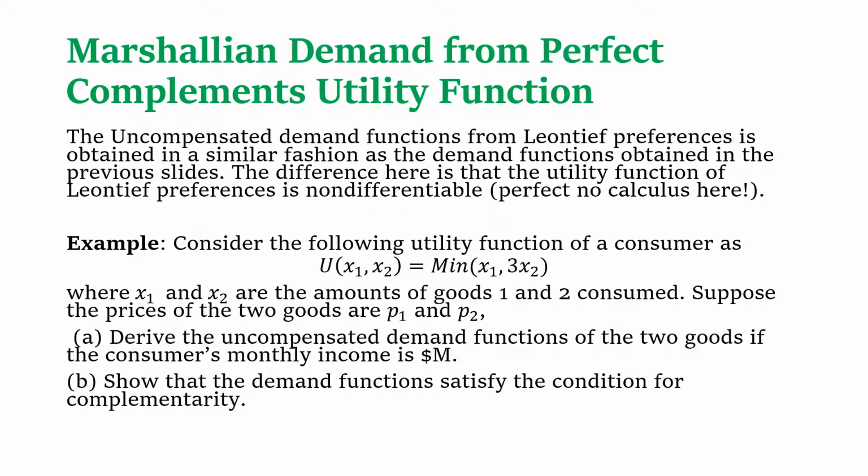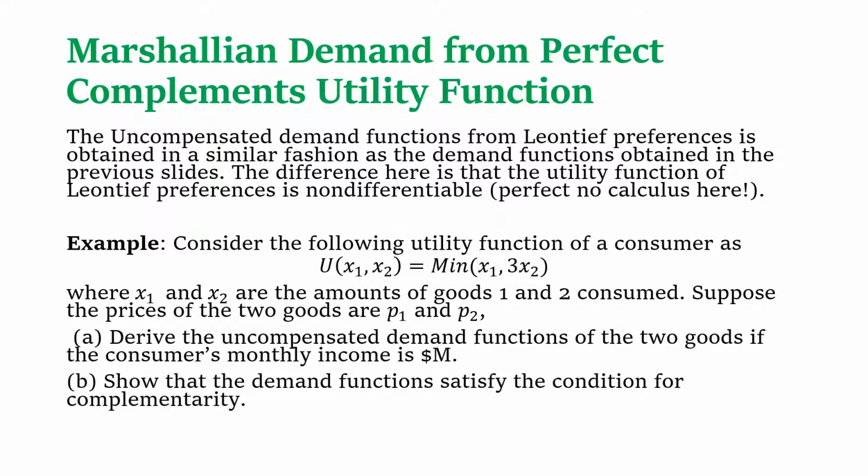Now, let us obtain the Marshallian demand function for preferences involving perfect complement. That is the Leontief preferences. So how do we do this one? This is so easy to do because here you are not going to differentiate anything. All you need to do is to set the optimality condition. After setting the optimality condition, you then use that condition to plug into the budget constraint. Simple. That's all you have to do. You don't have to differentiate anything here.